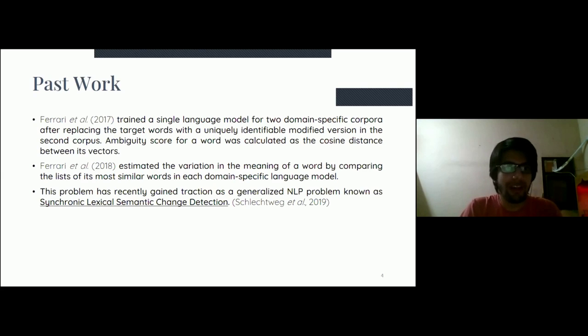A paper by Ferrari and others in 2017 was based on comparing two corpora by first selecting a set of target words and then substituting those target words in one particular corpus with a uniquely identifiable version. Then they trained a single language model on both of these corpora. Then the cosine distance was calculated between both word vectors corresponding to a target word. That gave an indication of how much the meaning of that particular word is changing between those two corpora.